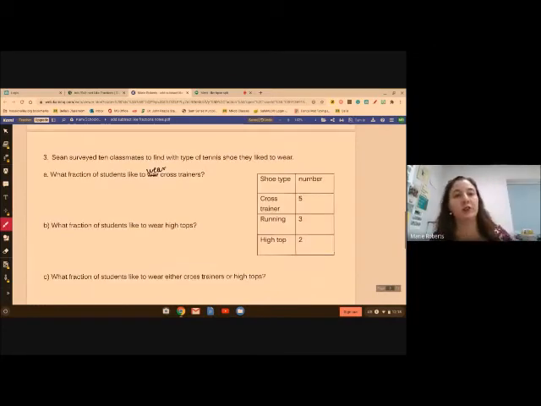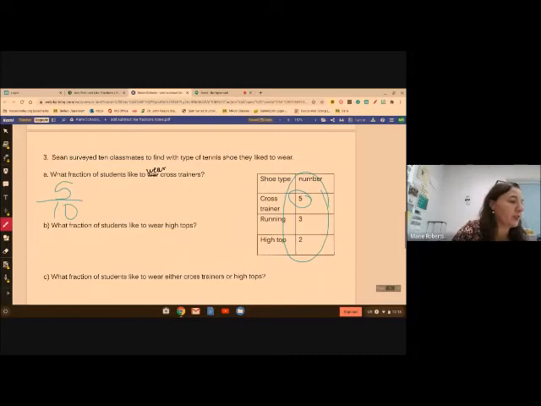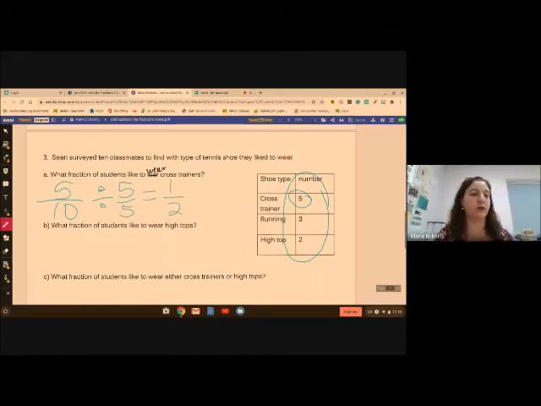So we have Sean surveyed 10 classmates to find which type of tennis shoes they like to wear. What fraction of students like to wear cross trainers? So you're going to look at this. I'm going to see cross trainers is 5. And I need a fraction, so the denominator is what it's out of. It's out of the total, which is 10. And then when you go to reduce, what goes into both? 5 does. 5 goes into 5 once and into 10 twice. That reduces to a half.